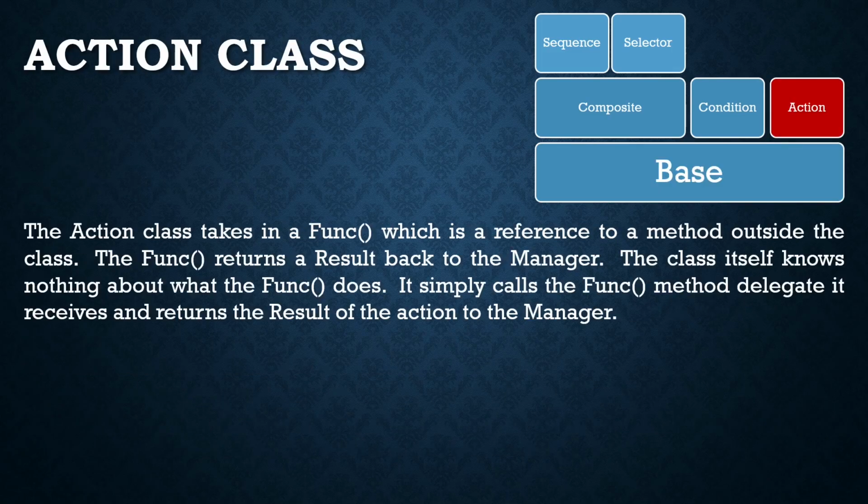The action class takes in a function, which is a reference to a method outside of the class. The function returns a result back to the manager. The class itself knows really nothing about what the function does. It just simply calls the function method delegate it receives, and it returns the result back to the manager. That's an action class, so it actually does something.